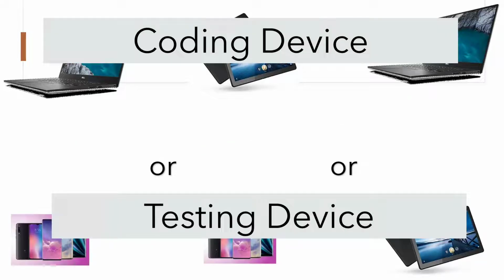So because we've got different combinations of devices being used, I'm going to need to refer to them in different ways. So the place where we're going to code or create the app is going to be called our coding device, and the one where we're testing it is going to be called our testing device. So the first step we need to do is to download an app on the testing device. Okay, so I'm going to show you how to do that first of all.